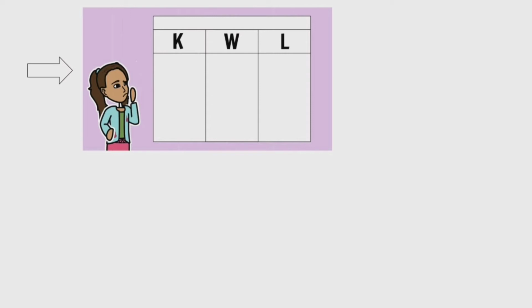A KWL chart gets its name from the three sections that make up the chart. The K column stands for what students know, the W represents what students want to know, and the L is reserved for what students have learned. This is a very useful tool that works well within any content area.